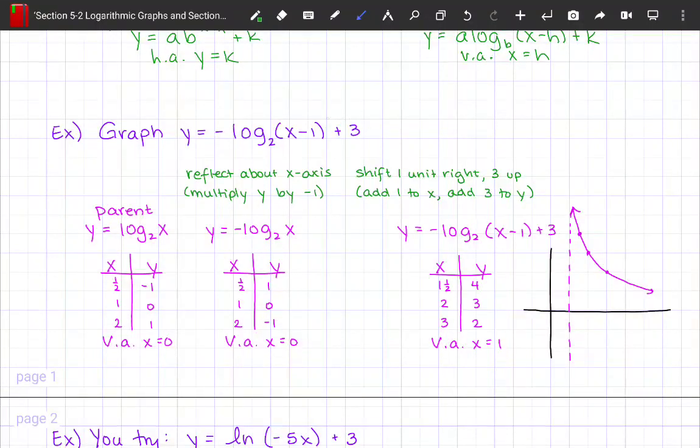Then we can apply the shifts. So we're going to go to the right 1 unit and up 3. 1 unit right, 3 up. So we're going to add 1 to x and add 3 to the y.